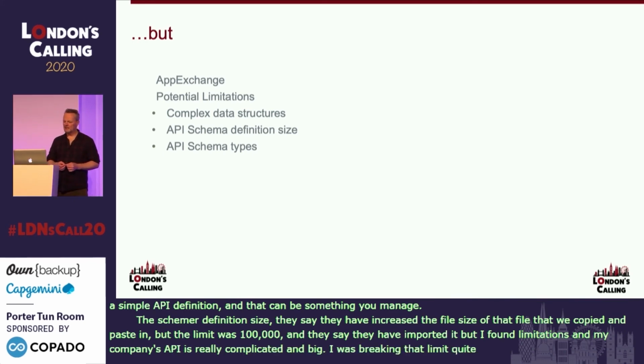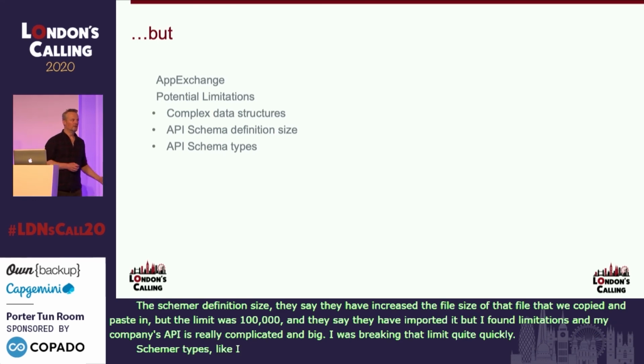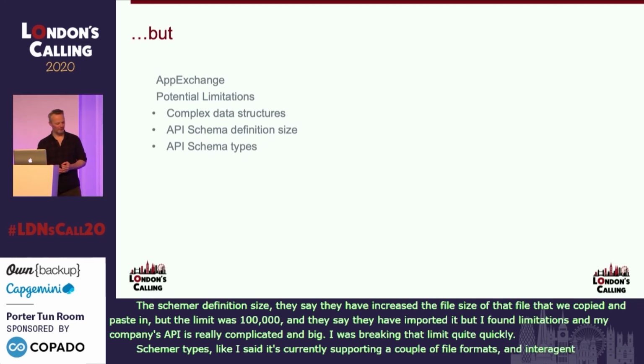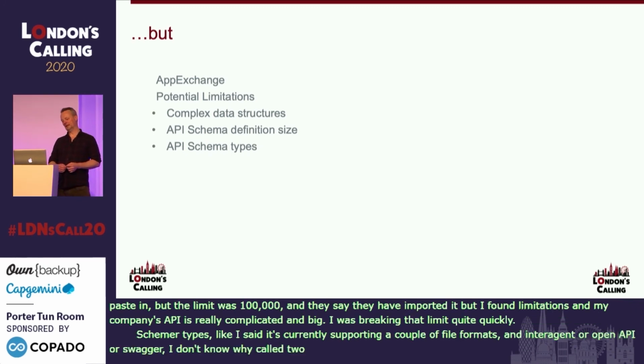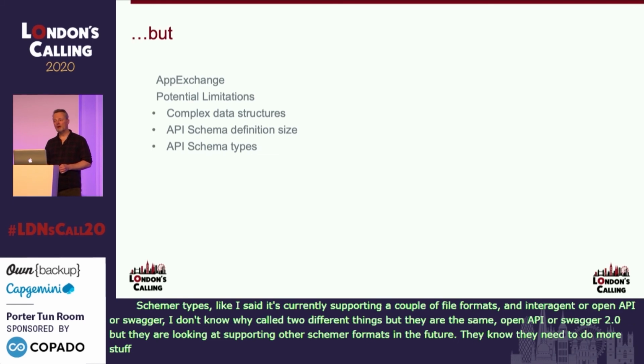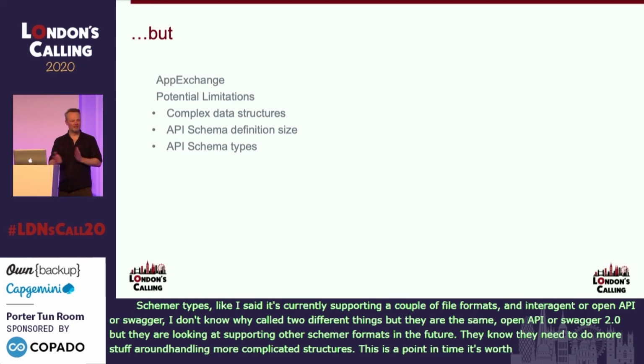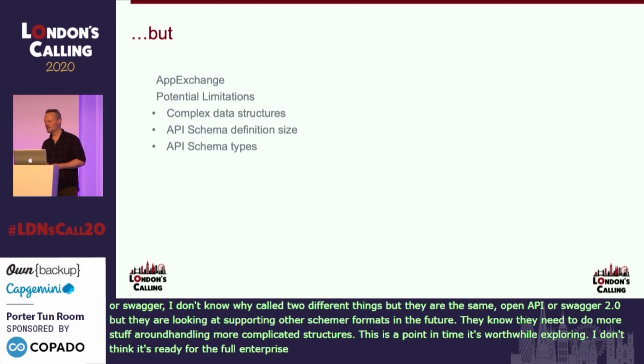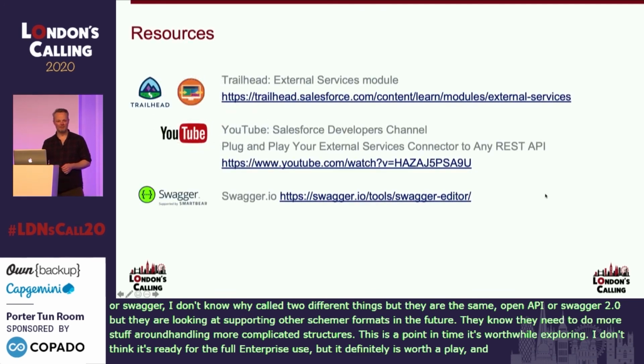And the schema types, like I said, it's currently supporting a couple of file formats. I think certainly this Open API or Swagger. I don't know why they're called two different things, but it's the same thing, Open API and Swagger 2.0. But they are looking at supporting other schema formats in the future. And they know they need to do some more stuff around handling more complicated data structures. So I think, definitely this is a point in time where it's worthwhile exploring. I don't think it's perhaps ready for the full kind of enterprise use, but it definitely is worth a play, and I would recommend admins have a look at it and see if they can make use of it.